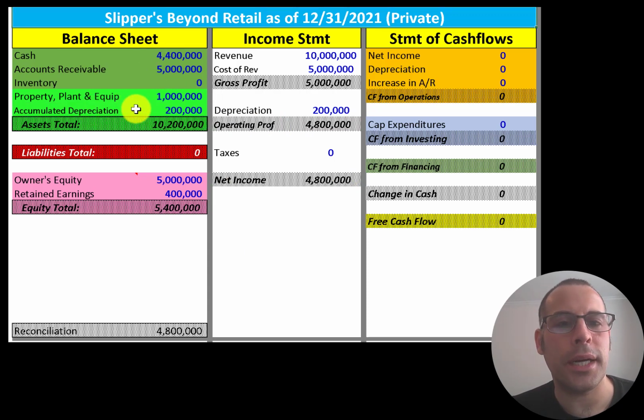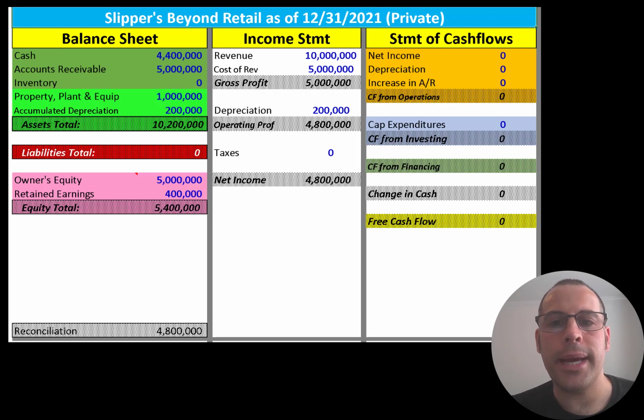Accumulated depreciation is a contra asset account. So it acts the opposite of a regular asset account. So if it has a positive balance, you actually minus it. So this brings down our assets. So we bought the machine for $1 million. We depreciated $200,000. So the value of the machine at the end of 2021, according to our balance sheet, is $800,000.